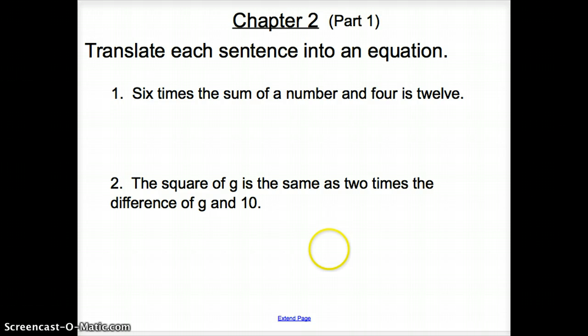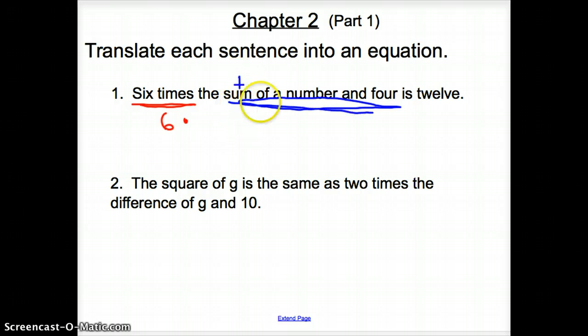So number 1, 6 times the sum of a number and 4 is 12. Well, I know that this 6 times means something, so I'm going to put 6 and then times. Now what does the sum of a number and 4 mean? Sum means to add a number, let's just call it n, and 4, so I'm going to rewrite this as n plus 4 because it's the sum.